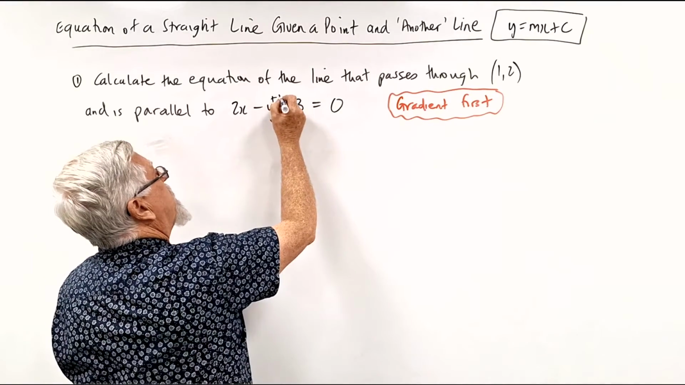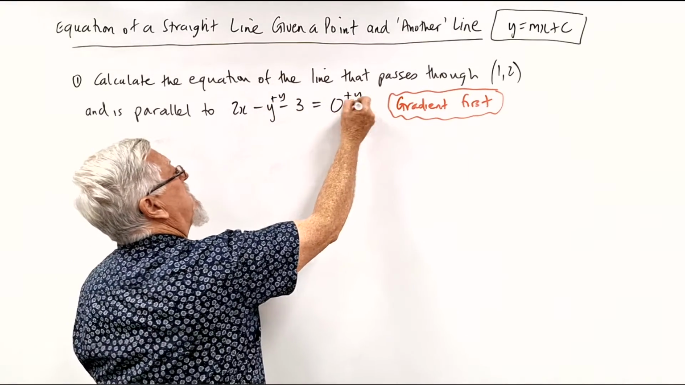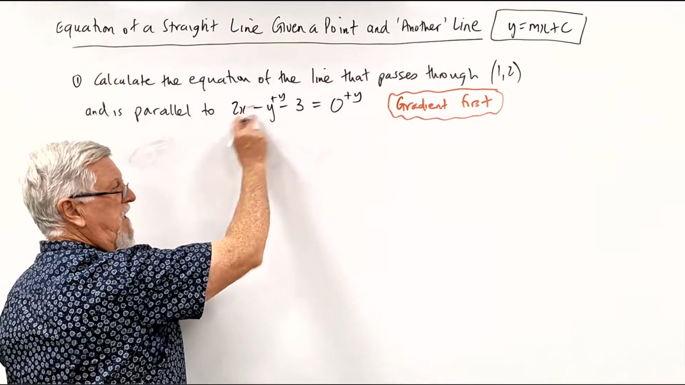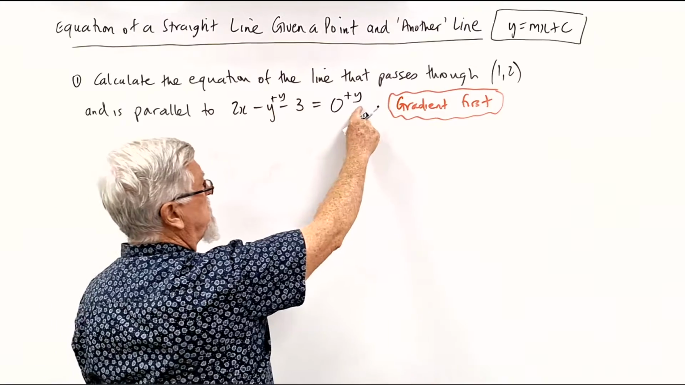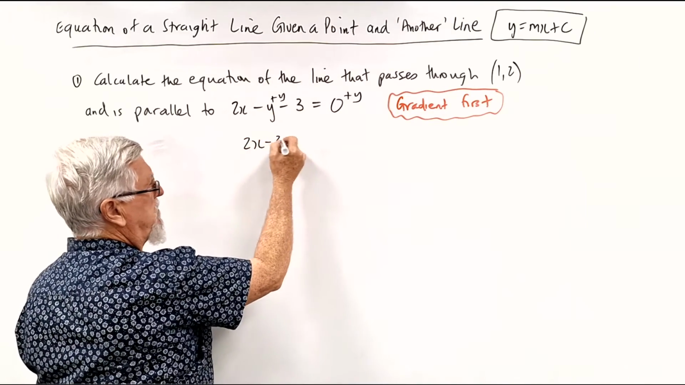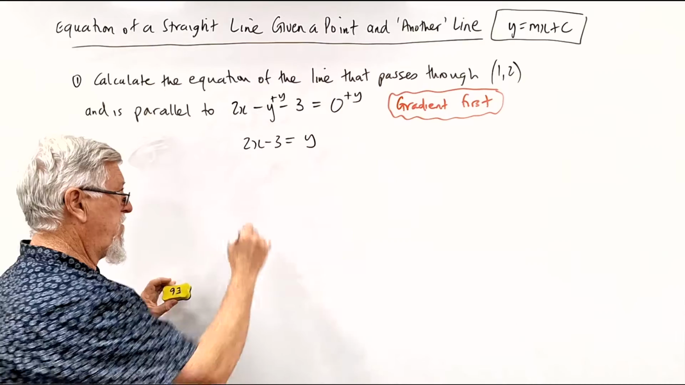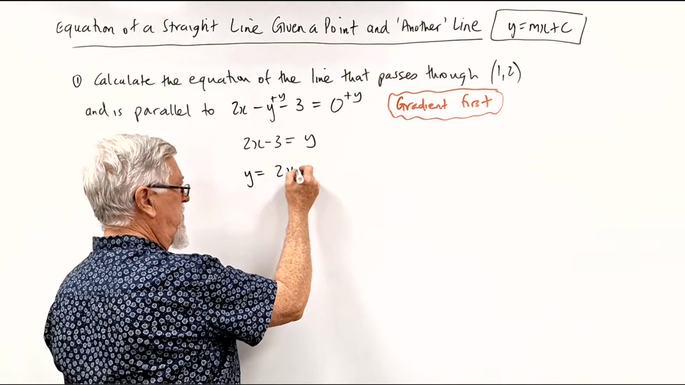If I went plus y to this side, I go plus y to that side. This is the way my brain works, when I see that as a negative, I want to take it to the other side. There'll be a lot of people out there who say swap sides, swap signs, and you end up with 2x minus 3 equals y. Normally we write y equals first, and we've got the 2x minus 3.